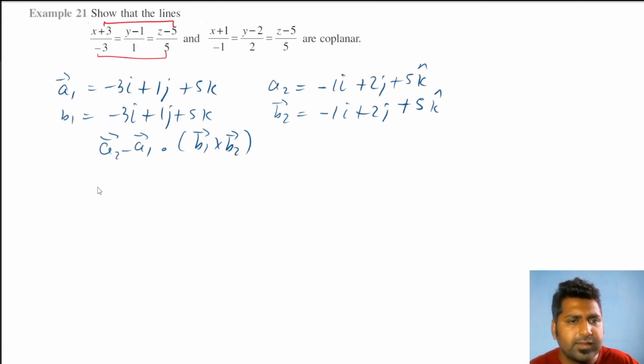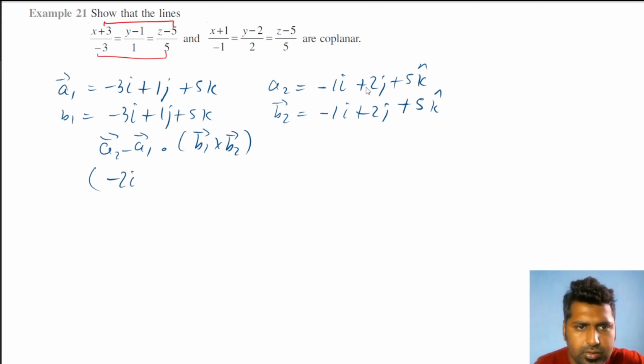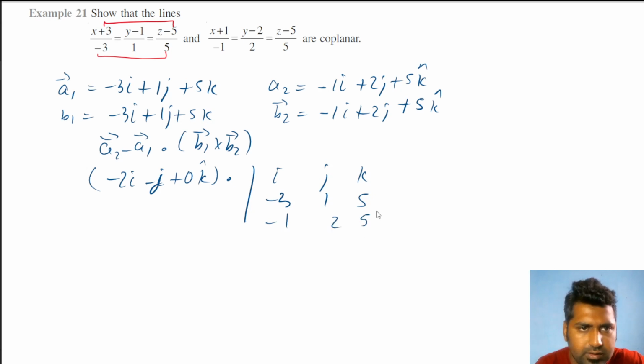So calculate your a2 minus a1. a2 minus a1 is minus 1 minus 3, so minus 2i, 2 minus 1, 1j, 0k. Then you have to do the dot product with the cross product of i, j, k; b1 is minus 3, 1, 5, b2 is minus 1, 2, 5. You have to check whether this is 0 or not.